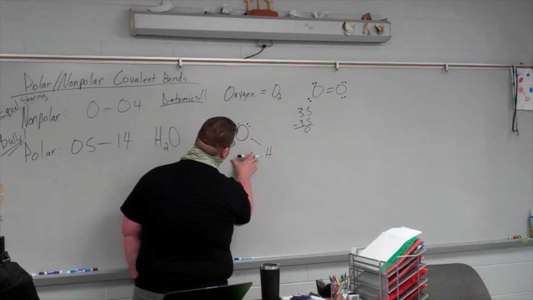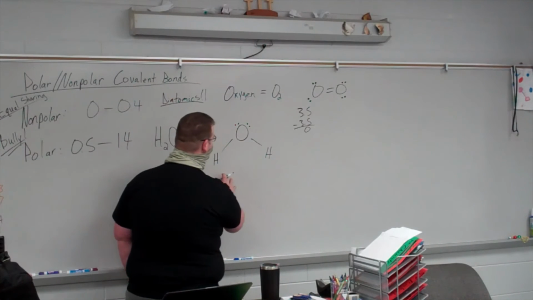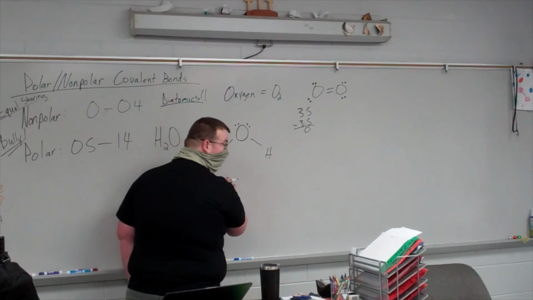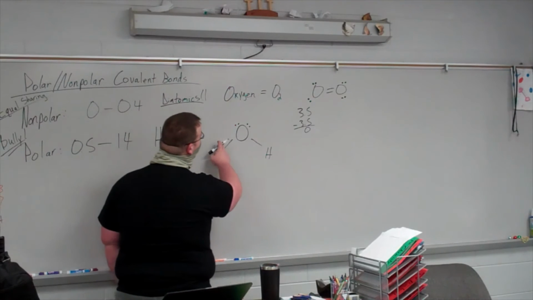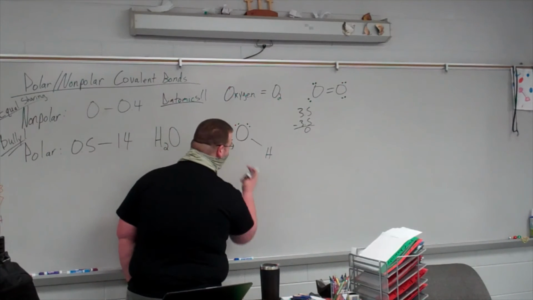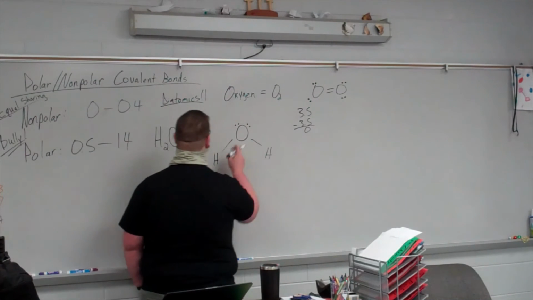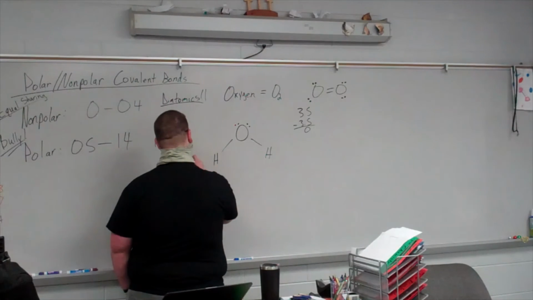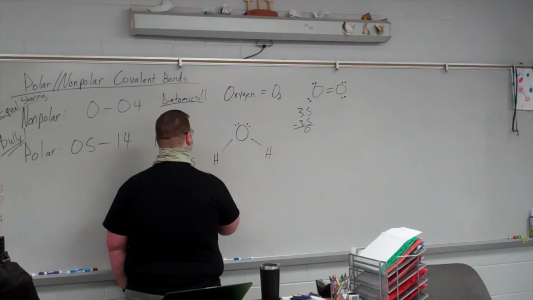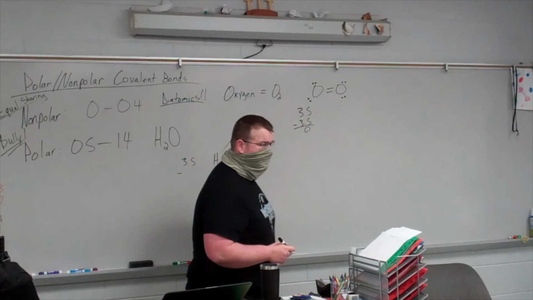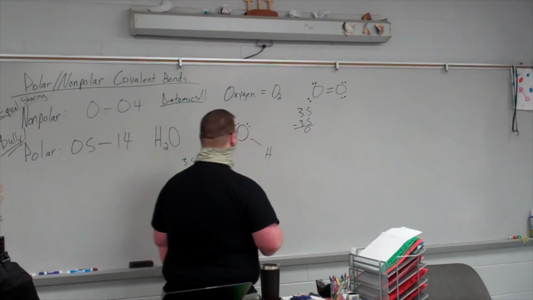Anyway, let's look at this polar bond. So here is the Lewis structure for water. Now, we're going to look at these bonds. We're just looking at one of them. What's the electronegativity value for oxygen? 3.5. Minus, what's the electronegativity value for hydrogen? 2.1.